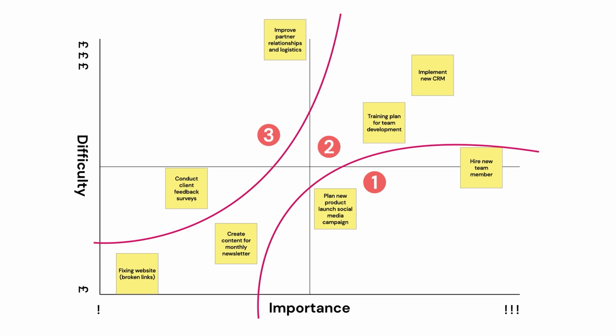So within less than half an hour, you can have a really useful conversation with your team to decide where your priorities might be. And that's the benefits matrix.